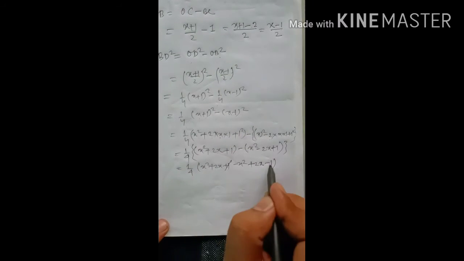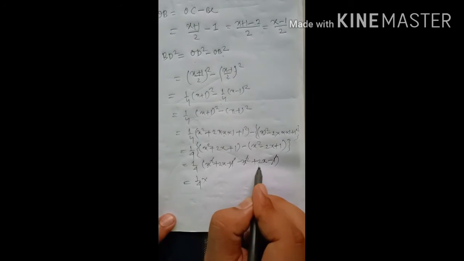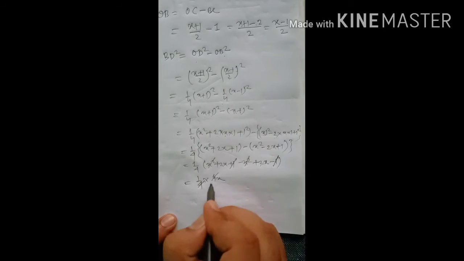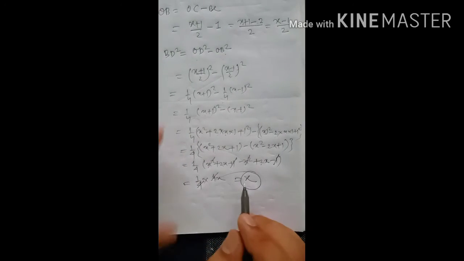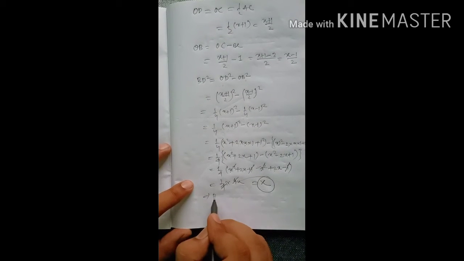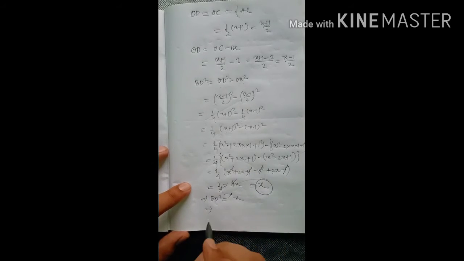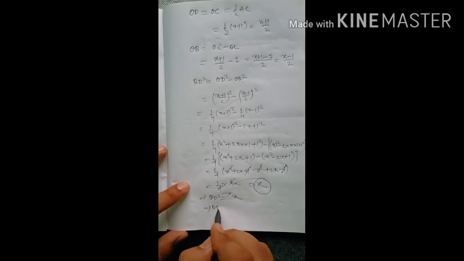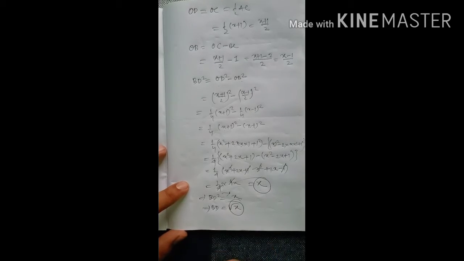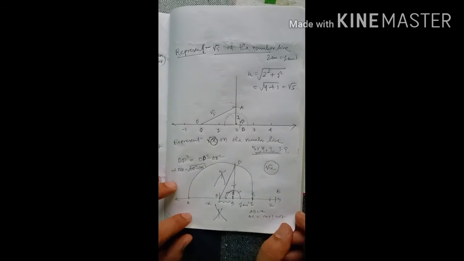Then plus 1 minus 1 will be cancelled, plus x square minus x square will be cancelled. Then 1 by 4 into (2x plus 2x), it is 4x. We cancel 4, then we will get x. Look here, the value of BD square is x, and if we transpose the square to the right hand side, it will be root over. So BD is equal to root over x. So the distance BD gives root x, which you want to trace on the number line.